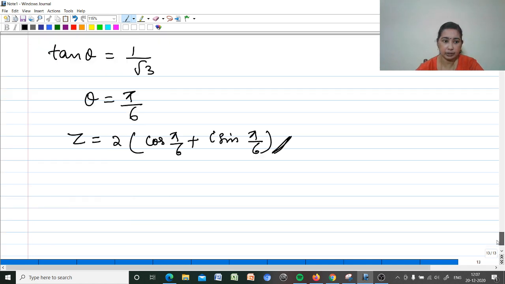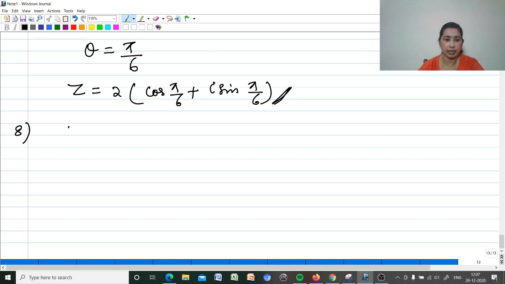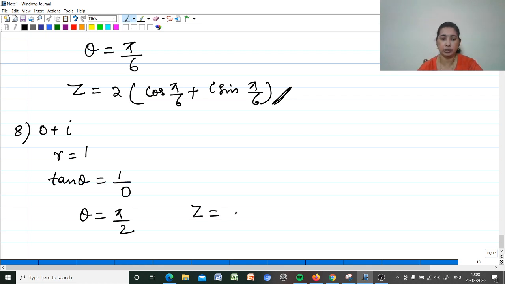So one more question there, that also will complete. Eighth one, that is i, means real part is 0, imaginary part is 1. So we can see that r can be written as 1 because root of 0 square plus 1 square is 1, and tan theta is equal to y by x, it is 1 by 0, which is not defined. So theta is equal to pi by 2. There is also no need of considering which quadrant because it is on the axis. So z is equal to r into, r means 1, into cos pi by 2 plus i sin pi by 2.